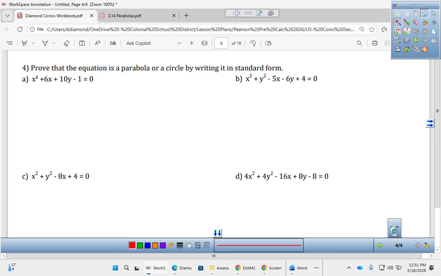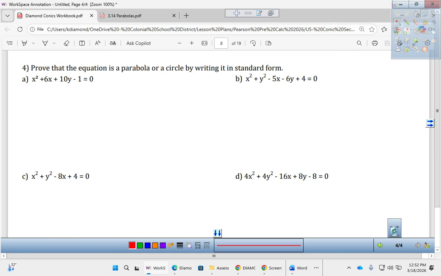The first thing I notice about A is it's definitely a parabola. The reason I know it's a parabola is because there's only one squared term. So when we are completing the square with the parabola, we're only going to complete the square once because there's only one square term. In the standard form of a parabola, x and y are on different sides.